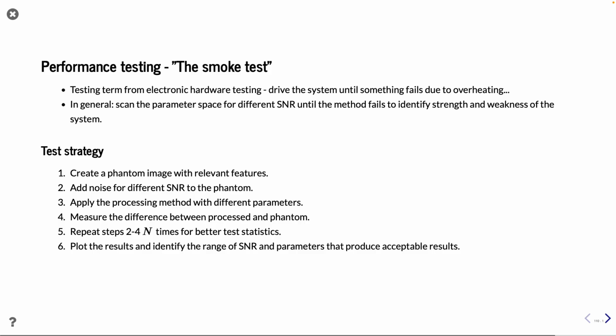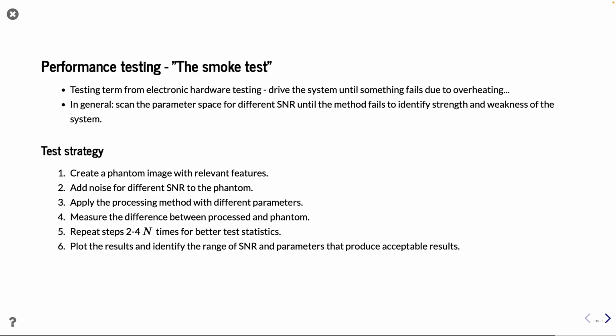Well, you can do essentially the same on this. In principle, what you do is create a phantom image with relevant features. Then you add noise, and then you apply your processing chain on it and measure the difference between the processed image and the phantom. And then you can tell how well your method is working. And this you repeat several times because noise is statistical, so you want to have more statistics to get a good test, to tell how well it is.